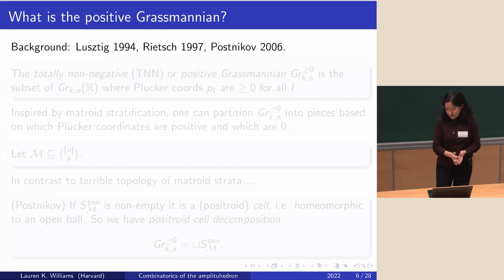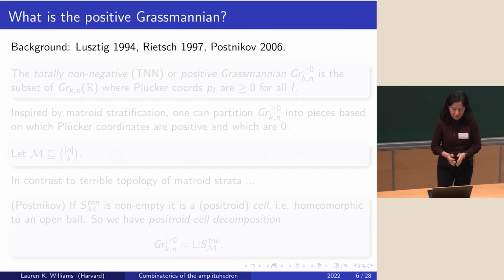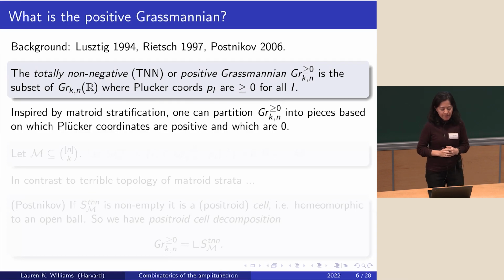So now I want to revisit the previous picture where we add in the adjective positive. I'll tell you about the positive Grassmannian, which goes back to work of Lusztig, Rietsch, and Postnikov. We define the totally non-negative or positive Grassmannian to be the subset of the real Grassmannian where all of our Plücker coordinates are non-negative. And inspired by the matroid stratification, you can partition this positive Grassmannian into pieces based on which Plücker coordinates are strictly positive and which are 0.